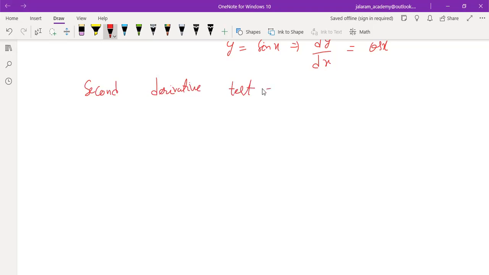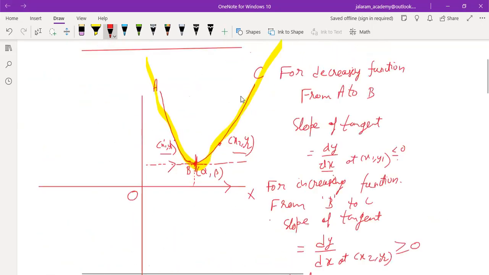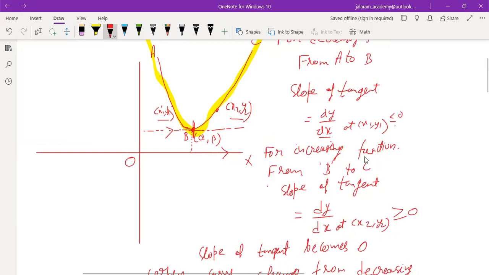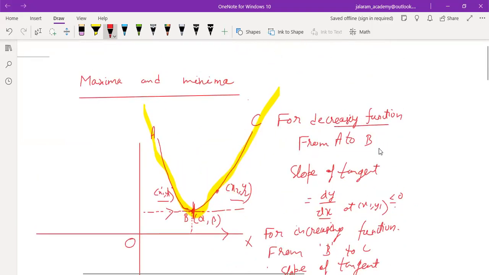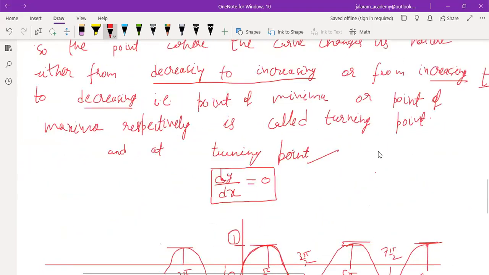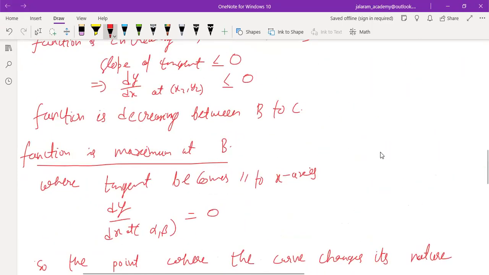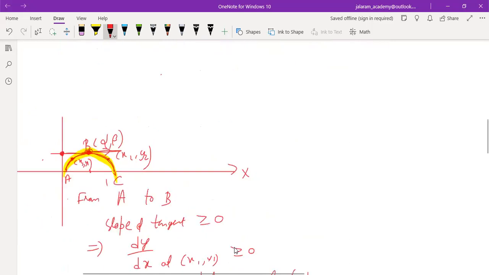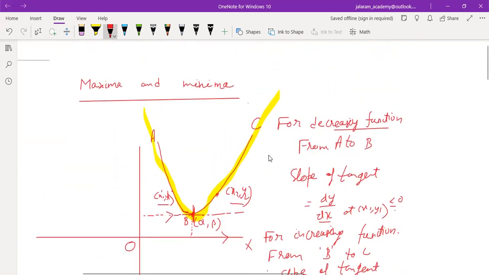One method which we have discussed: when the curve changes its property from decreasing to increasing, it is the point of minima of that curve, like we have discussed in the first case. This is called the first derivative test. And when the curve changes from increasing to decreasing, it is the point of maxima. This test is called what? First derivative test. Is that clear to you?